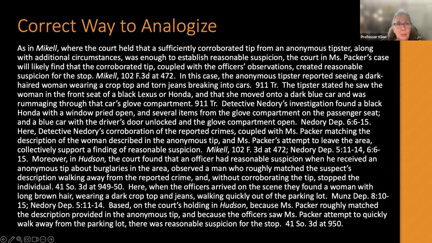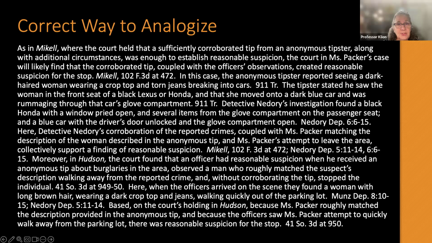As in McKell, where the court held that a sufficiently corroborated tip from an anonymous tipster, along with additional circumstances, was enough to establish reasonable suspicion, that's reminding the reader of the rule. The court in Ms. Packer's case will likely find that the corroborated tip, coupled with the officer's observations, created reasonable suspicion for the stop. So we reminded them of the rule from the explanation. Now we get into details.